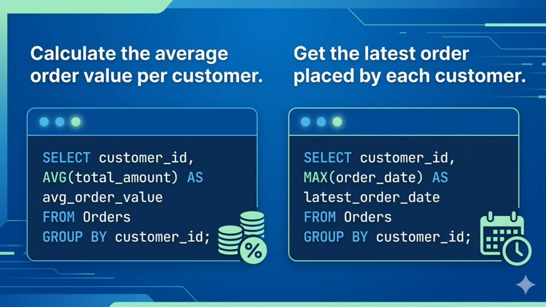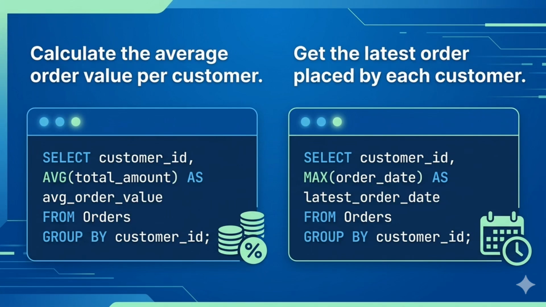Question 7. How do you calculate the average order value per customer? This query helps businesses understand customer spending patterns. SQL: SELECT customer_ID, AVG(total_amount) AS average_order_value FROM orders GROUP BY customer_ID. Here's how it works.